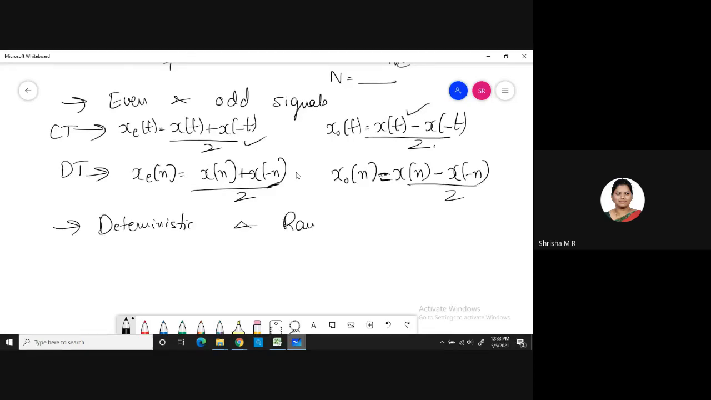Just definitions you have. A deterministic signal can be predicted by time; it is a function of time. Whereas a random signal you cannot predict; it's not a function of time. Like the outcome of a toss of a dice, the outcome of a toss of a coin, or noise from electronic components are all random signals. Your ECG and all are random signals. And we saw energy and power signals.